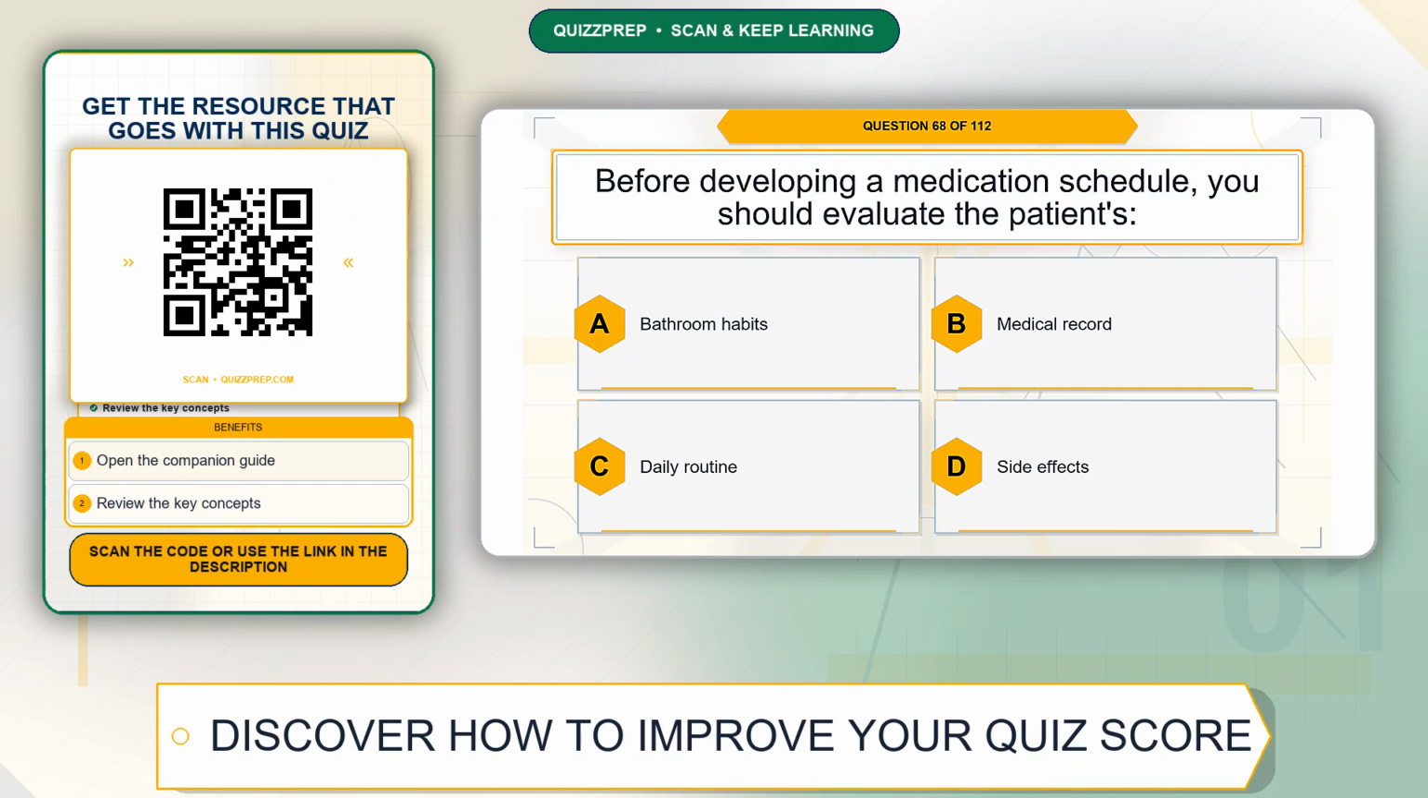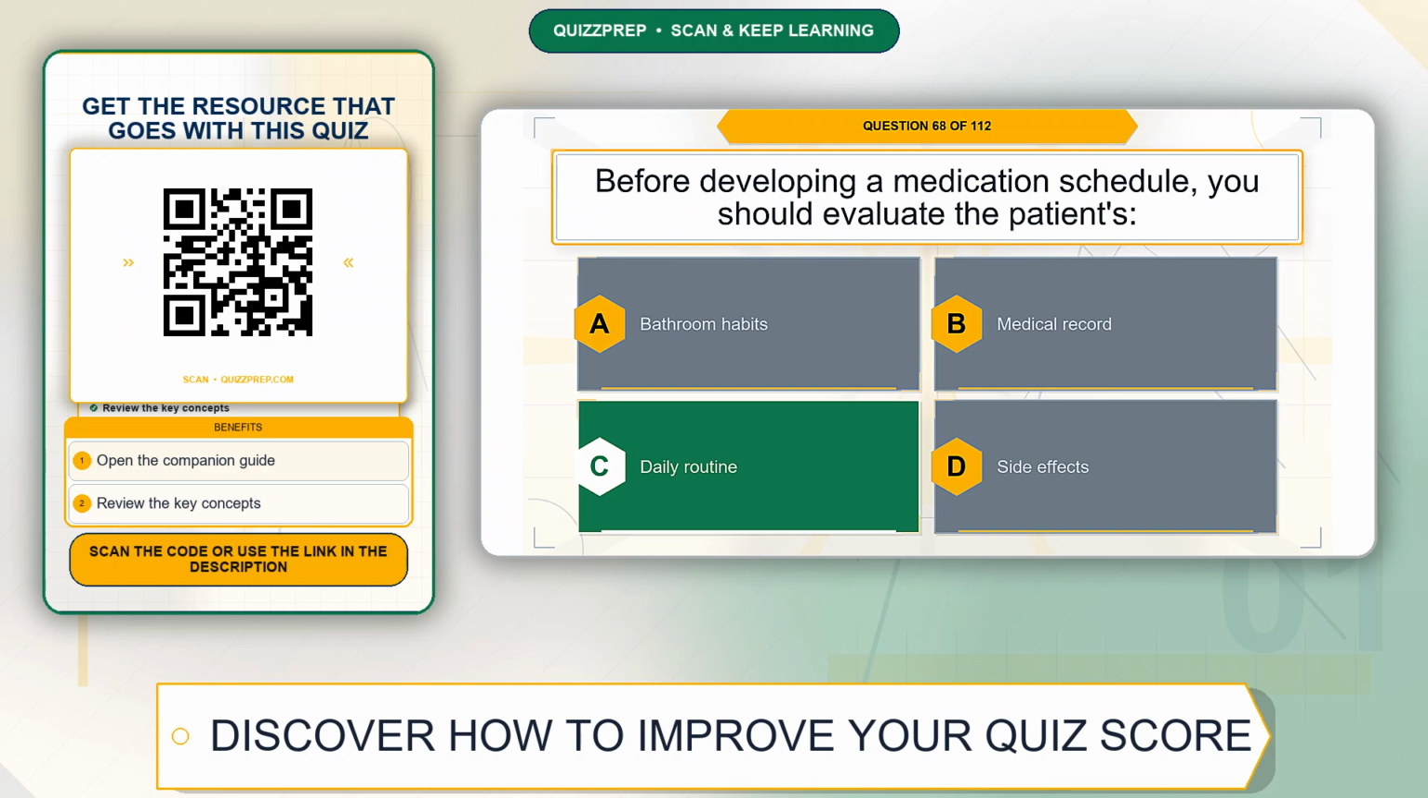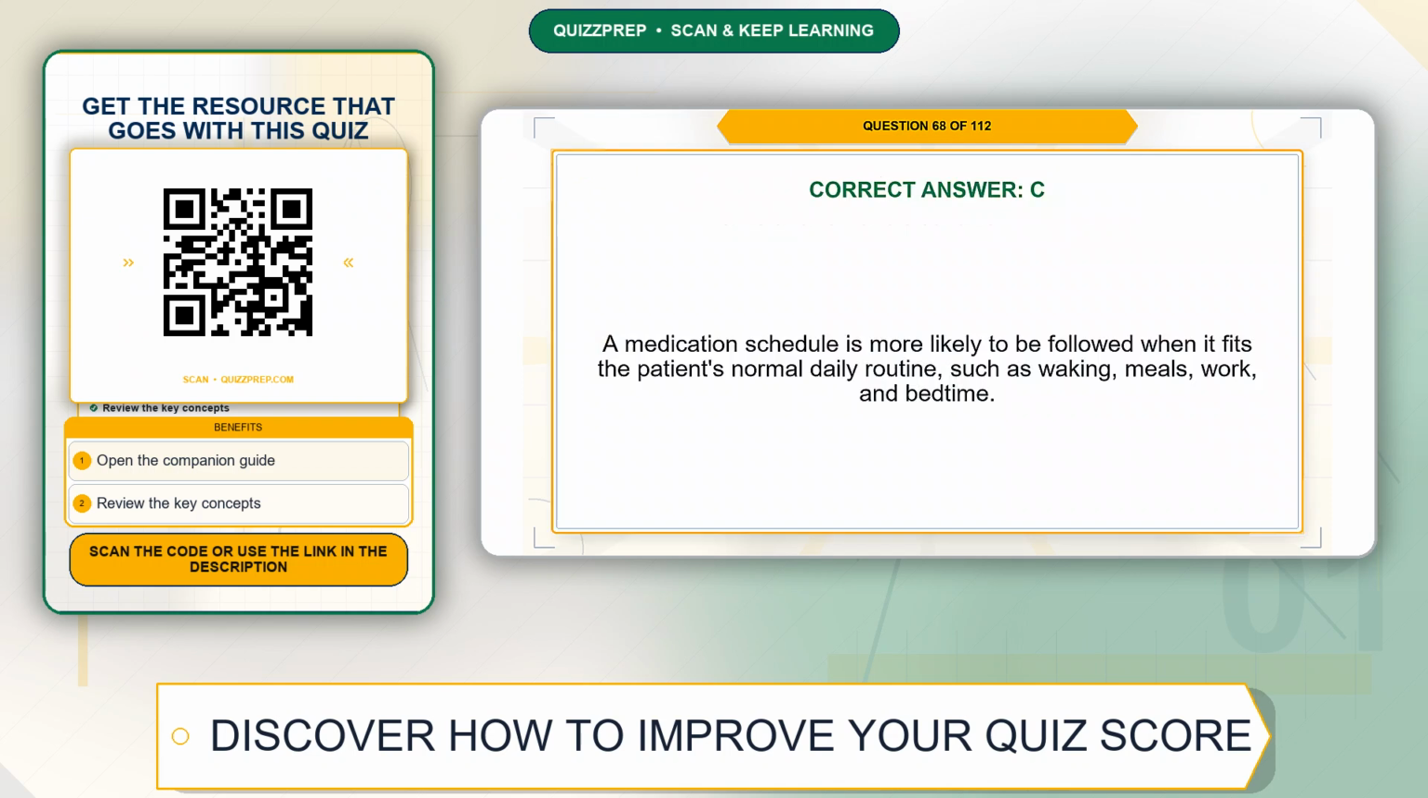Before developing a medication schedule, you should evaluate the patient's Option A, bathroom habits. Option B, medical record. Option C, daily routine. Option D, side effects. The correct answer is option C, daily routine. Explanation. A medication schedule is more likely to be followed when it fits the patient's normal daily routine, such as waking, meals, work, and bedtime.